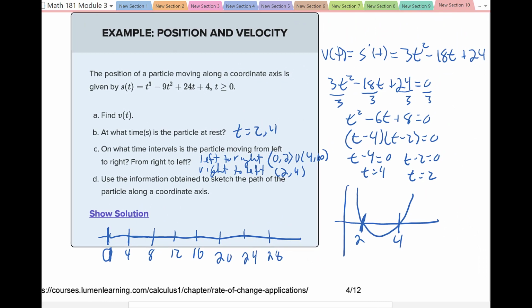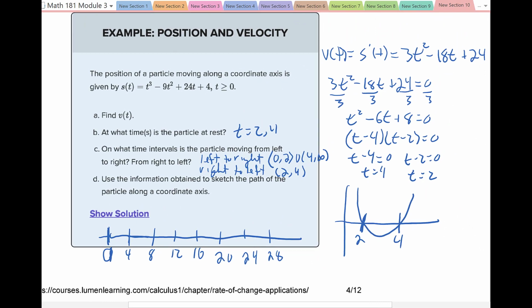If we go back and think about this position function, and if we think about the position at 2, we are at 24, if I plug it in. Position at 4 seconds is going to be 20. And the initial position is at 4. So we start at 4.